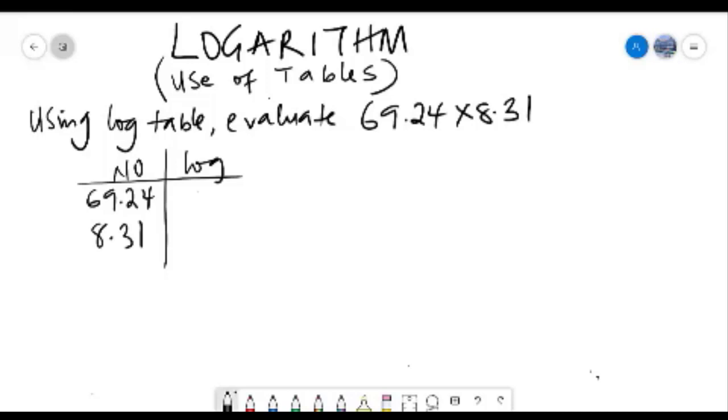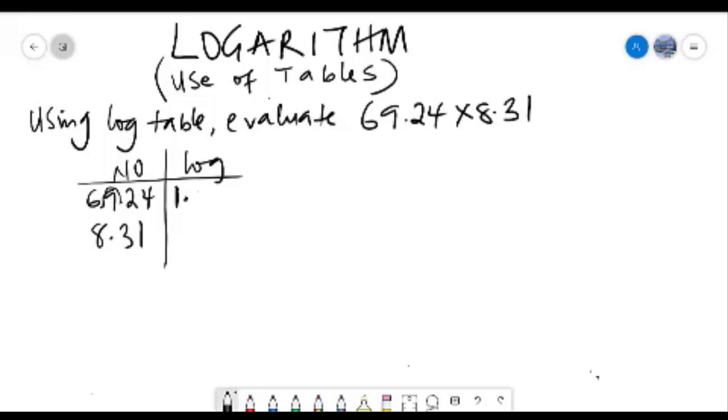Now, for you to find the logarithm of this number, before you start using your log table, you must find the characteristics first. Now, 69.24 in standard form would give me 6.924 times 10 raised to the power of 1. Which means my characteristic will be the power of 10, which is 1. So, I have 1 point. Or another easier way to do it is just to know how many times you have to move this point to come to the front of the first number. So I have 1 point.